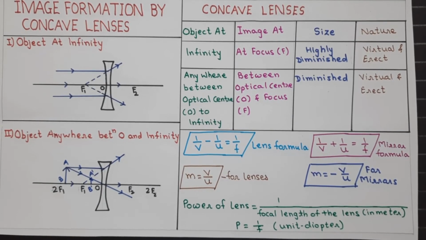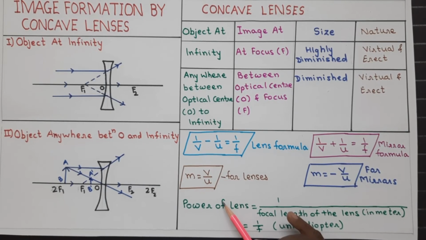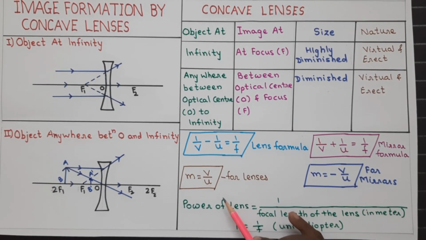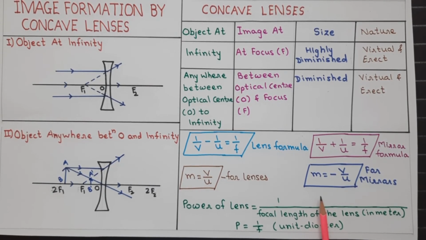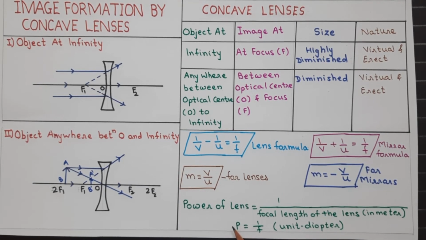A convex lens can form virtual images as well as real images. Therefore, the magnification produced by a convex lens can be either positive or negative. A concave lens forms only virtual images, so the magnification produced by a concave lens is always positive. Concave lenses form images which are always smaller than the object, so the magnification produced by a concave lens is always less than 1.